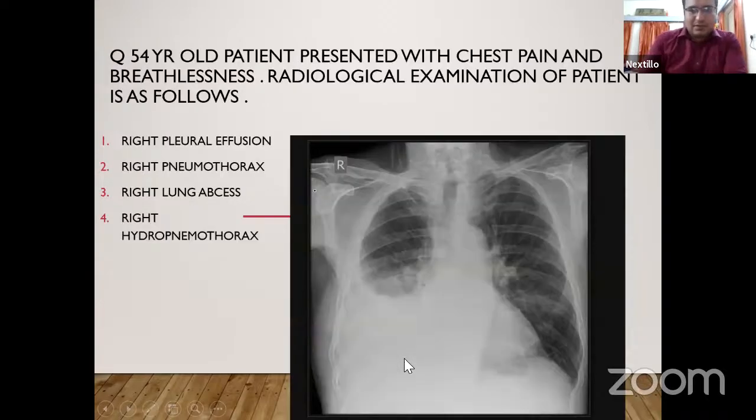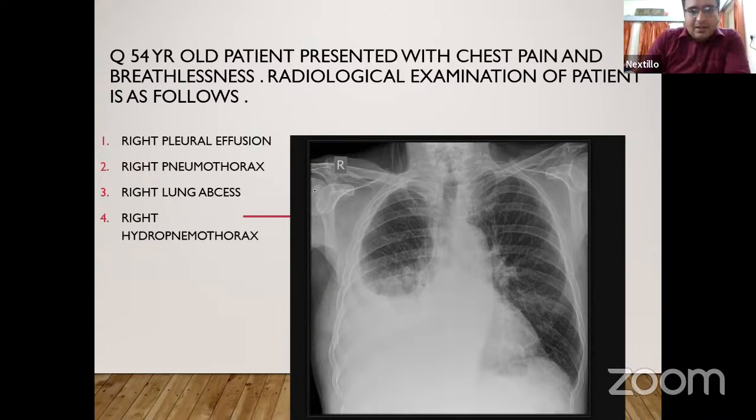Now look at this. A 54-year-old patient is presenting with chest pain and breathlessness. Radiological examination of the patient is as follows. You must be thinking, sir, pathology has not been studied. Look, there is no point in rote memorization. What we are doing here is clearing our concepts for the next many years. We are never going to look back and wonder why the X-ray looks like this. You will say, yes, sir said it happens like this for this reason. We are going to build the concepts.